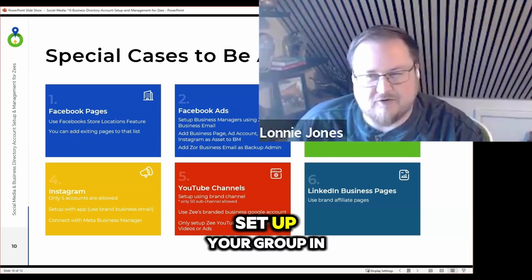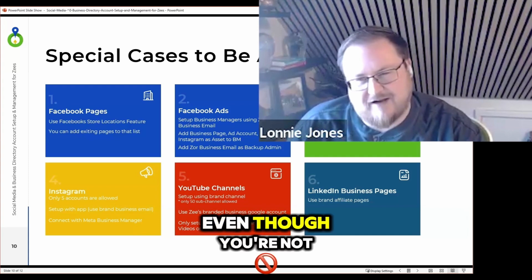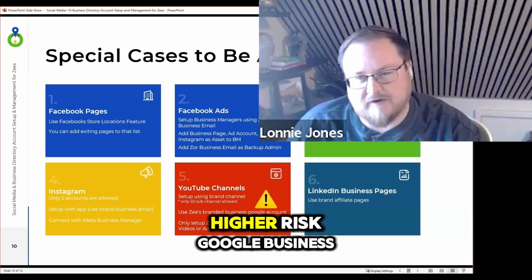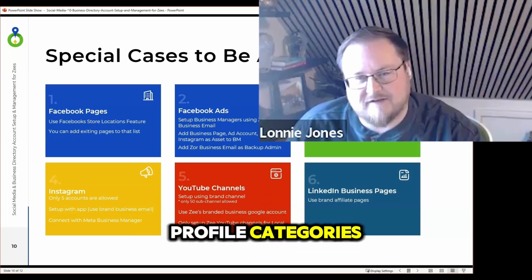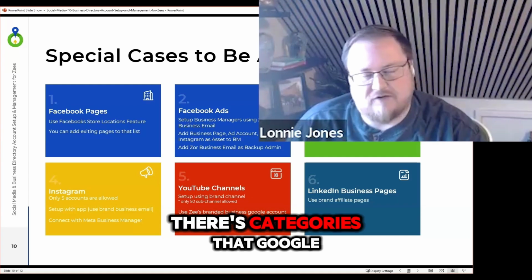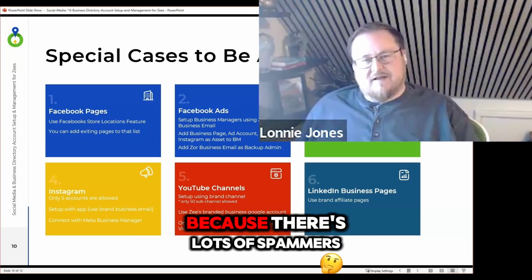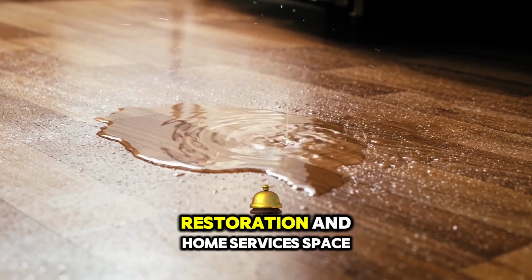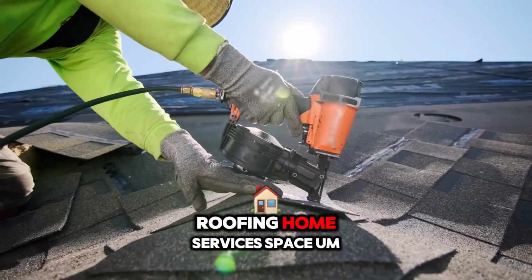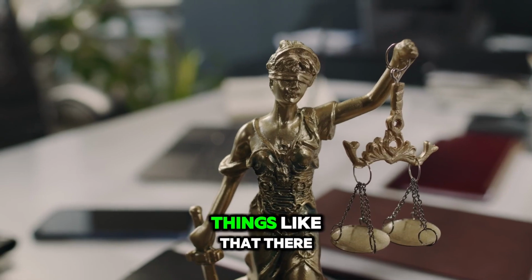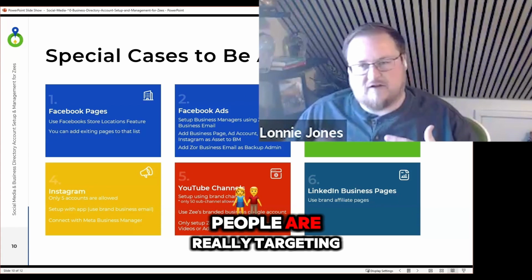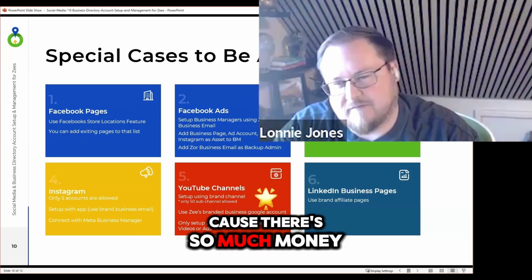You can actually set up your group the way an agency does, even though you're not an agency. It's something we've done that gives a little more trust in Google's eyes for the higher risk Google Business Profile categories. When I say higher risk, there are categories that Google really scrutinizes because there are lots of spammers in there trying to generate leads. One that comes to mind is water damage restoration in the home services space, roofing in the home services space, law firms, things like that. Google knows these are industries people are really targeting to generate leads because there's so much money in it.